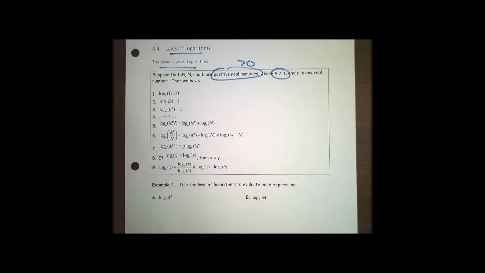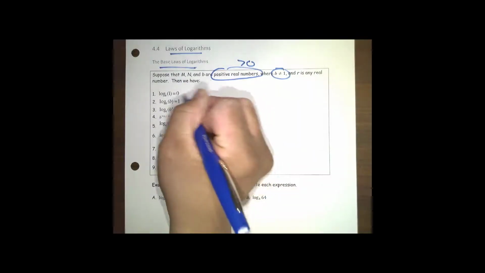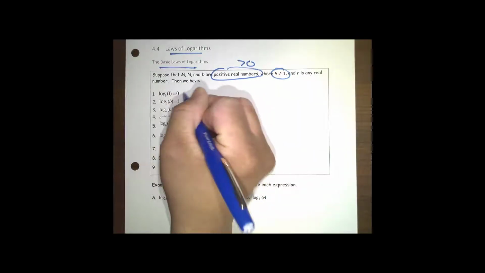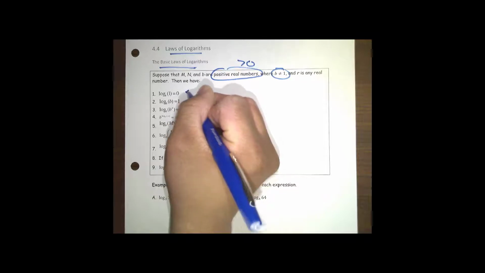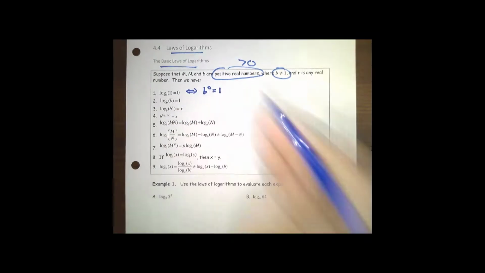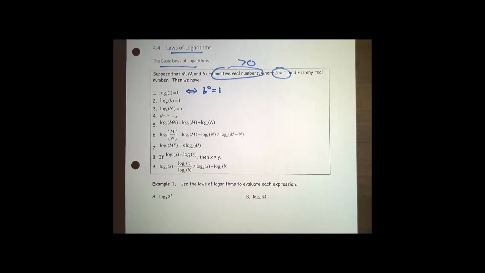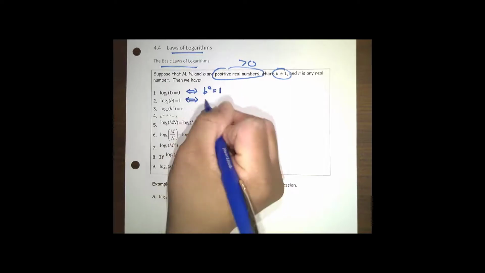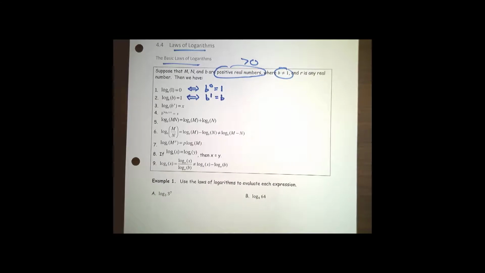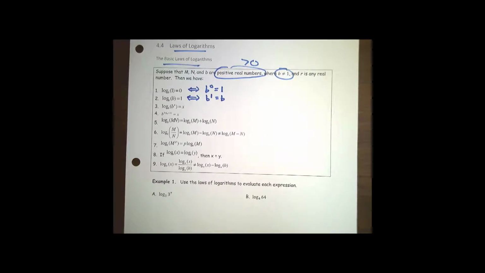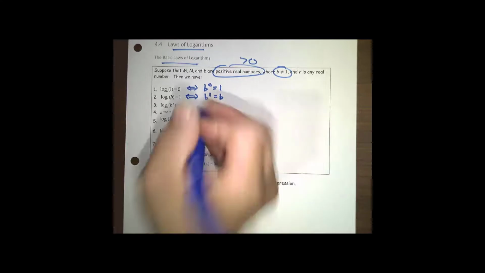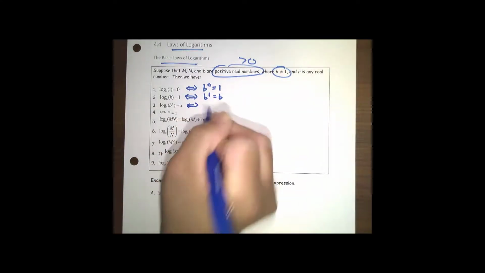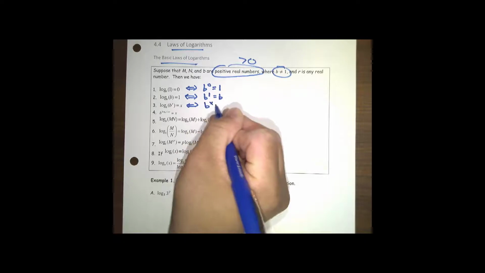Now, some of these are not really properties that you need to know, because if you look at the first one, log base b of 1 is 0. Well, that's the same as saying b to 0 is equal to 1. So I think you already knew that. The next one, log base b of b is equal to 1. Well, that's the same as saying b to the 1 is equal to b, which you already knew. Log base b of b to the x is equal to x. Again, that's the same thing you already knew, because that's the same as b to the x equals b to the x.